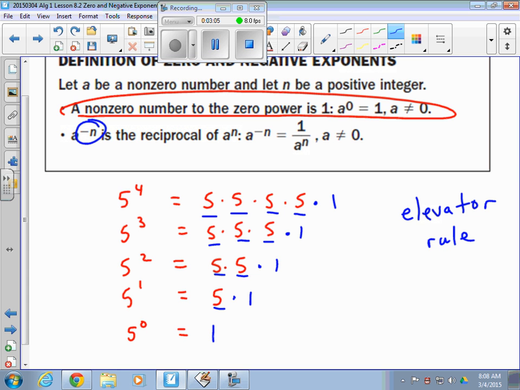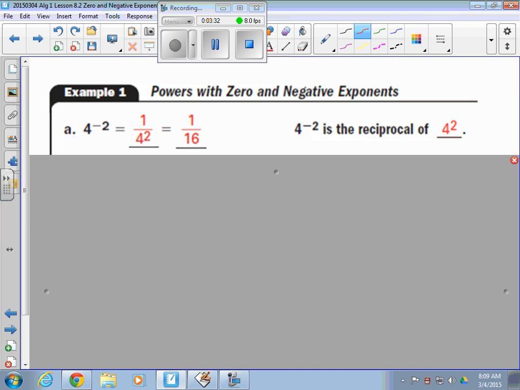So the elevator rule means if at the top of a fraction, 2 is being raised to a negative exponent, it doesn't even matter what the exponent is. If it's negative, 2 goes down to the bottom of the fraction, and it becomes 2 to a positive value of whatever the same thing is. If it's at the bottom of a fraction, it rides the elevator up to the top. That's all you do if something is raised to a negative exponent.